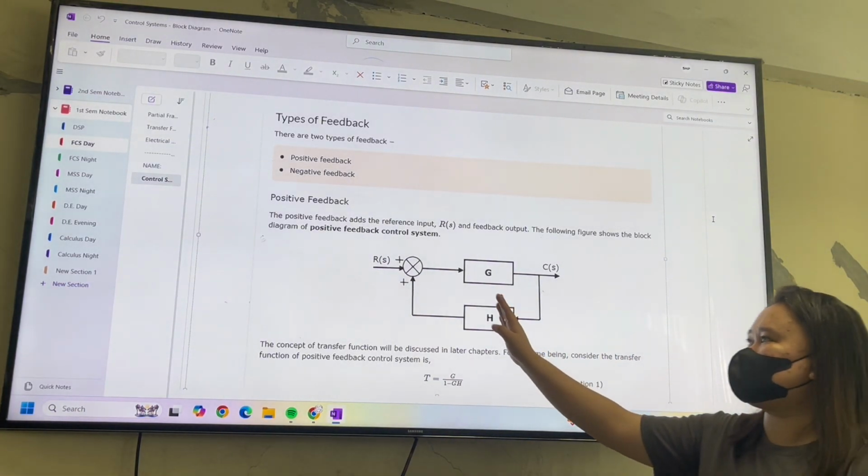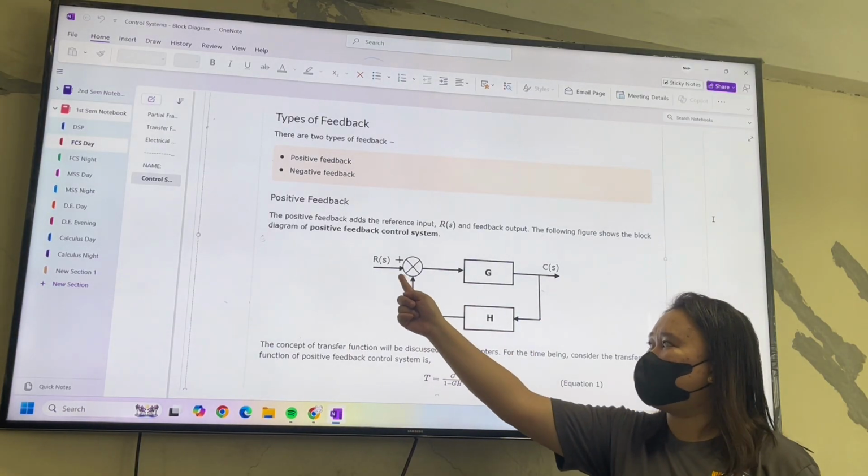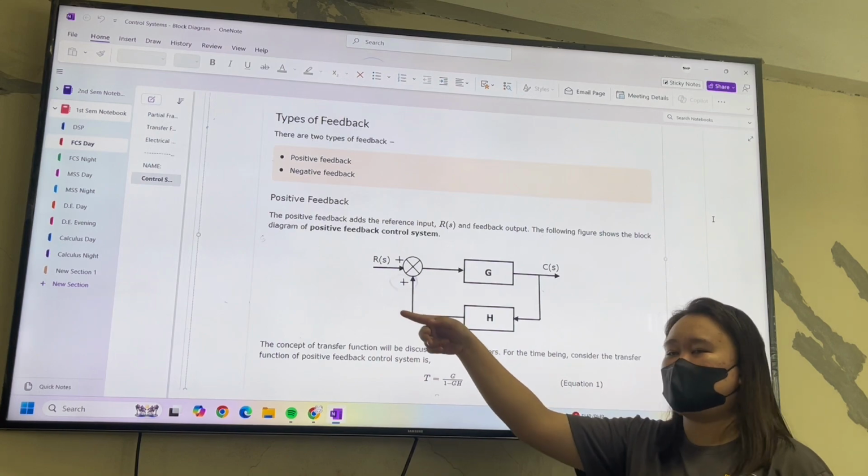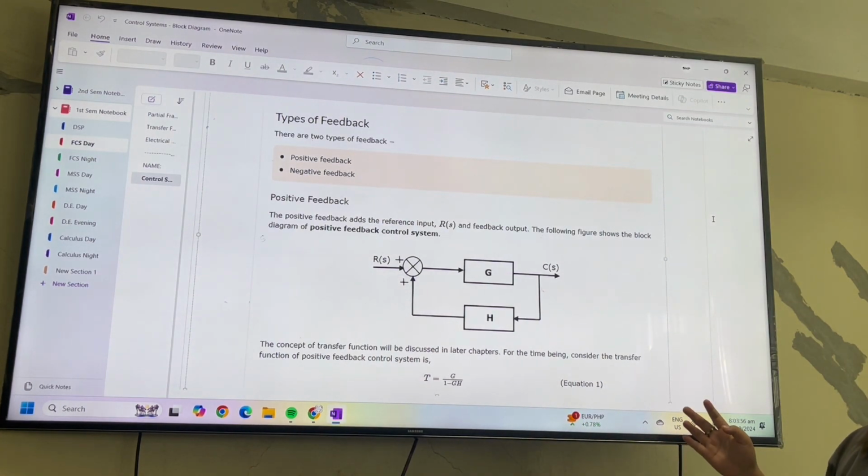Now, this is the positive feedback. This is the feedback loop or path. Then it has the positive sign. So, that's a positive feedback.